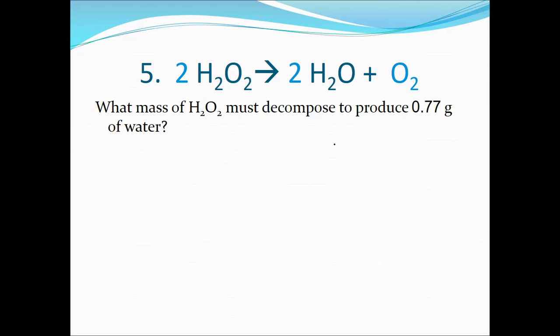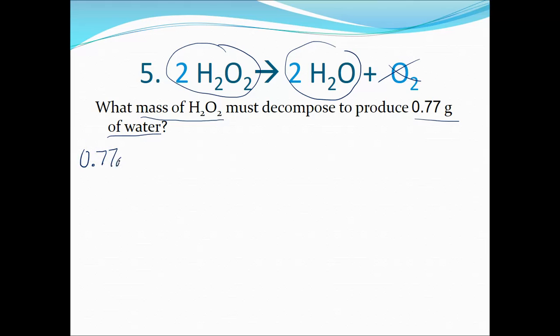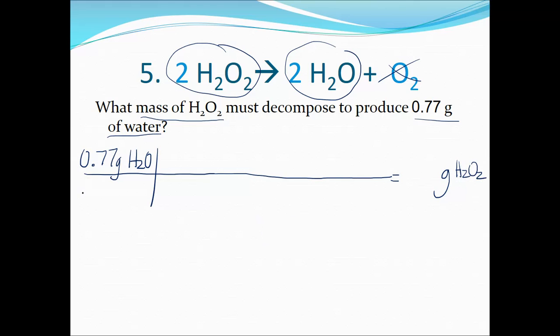It says, what mass of H2O2 must decompose to produce 0.77 grams of water. So they mentioned H2O2, so let's circle that. And they mentioned water, so let's circle that. So we're not going to do anything with the oxygen. We're going to start with our given. 0.77 grams of H2O is our given. And again, we're trying to convert. What are we trying to find? Mass of H2O2. So over here, grams of H2O2 is what you will put there.